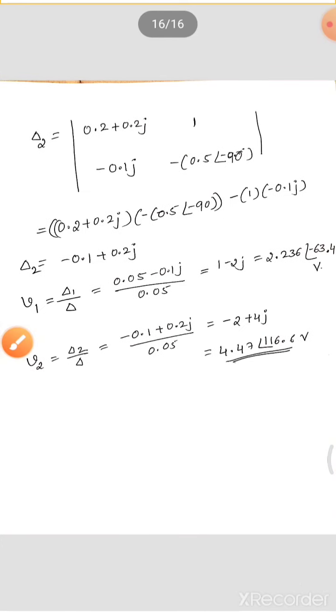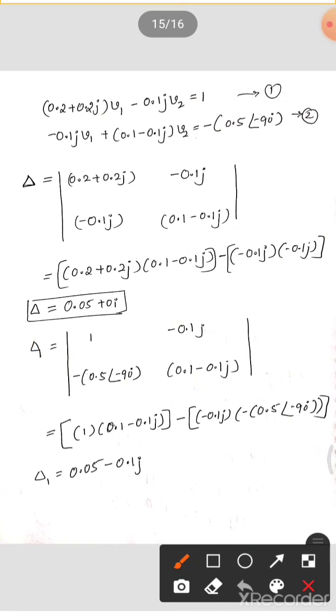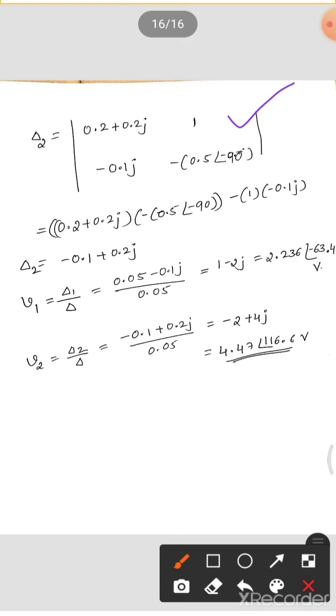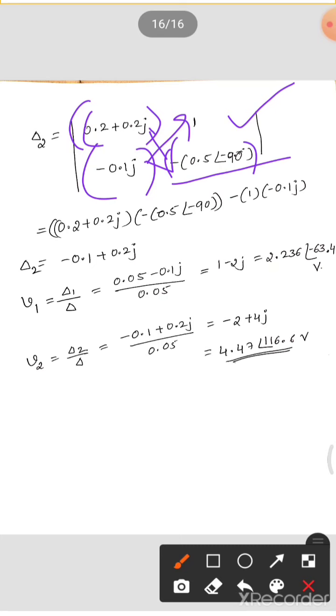Similarly, we have to do the same for delta 2 as well. In this delta, you have to replace the second column with the source, that is the right hand side terms, 1 and minus 0.5 at an angle minus 90. The first column remains the same. Then again, take this factor in a bracket and this one also in a bracket. Be careful how many brackets you have between these two, and multiply this factor into this factor, and then multiply this factor into this factor. You get delta 2 as minus 0.1 plus 0.2j.